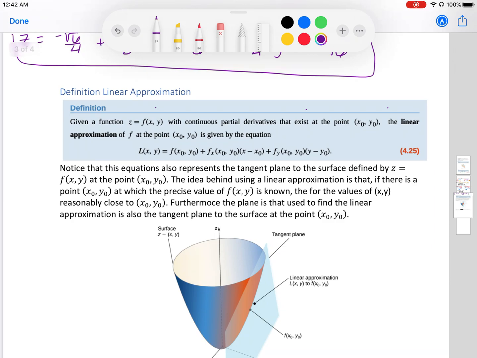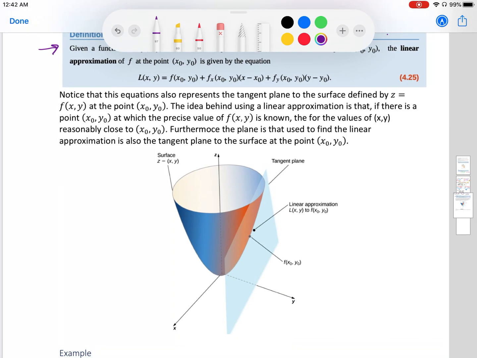Linear approximation. Given a function z equals f of x comma y with continuous partial derivatives that exist at the point x naught comma y naught, the linear approximation of f at the point x naught comma y naught is given by the equation L of x comma y is equal to f of x naught comma y naught plus f sub x of x naught comma y naught times x minus x naught plus f sub y of x naught comma y naught times y minus y naught.